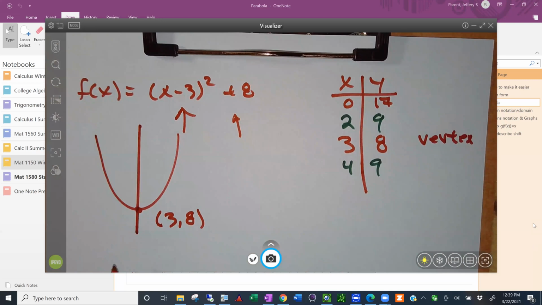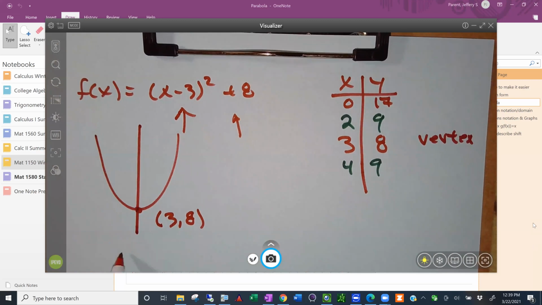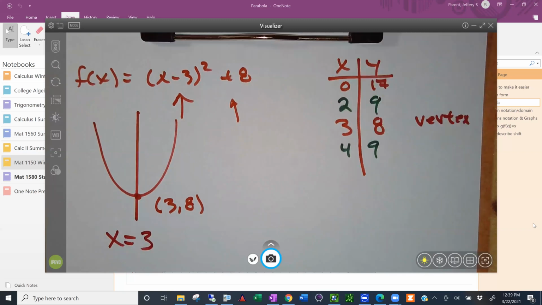Axis of symmetry. Now, it's not really part of the graph, but I'm drawing this just to help you see that it's a vertical line, so it has the form x equals something, and that x is going to be equal to 3. That's going to give you the equation of your axis of symmetry.